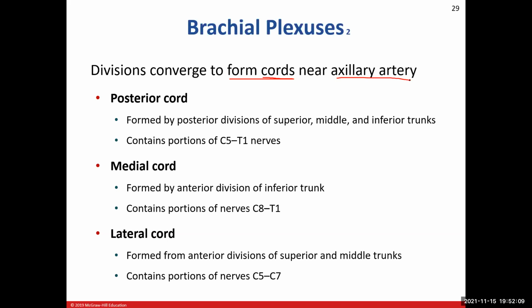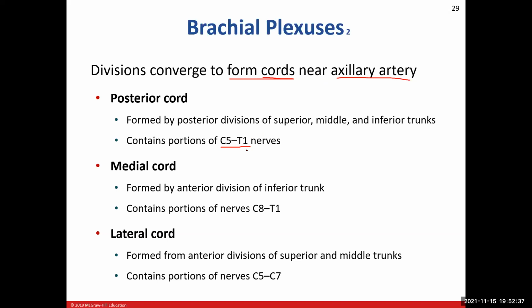So here, where the axillary artery is located, this portion of the brachial plexus will have our three cords: the posterior cord, the medial cord, and the lateral cord. This is important because we're going to start to really get into some of the other nerves in a moment. But we'll see the posterior cord is going to contain all of the spinal cord segments.